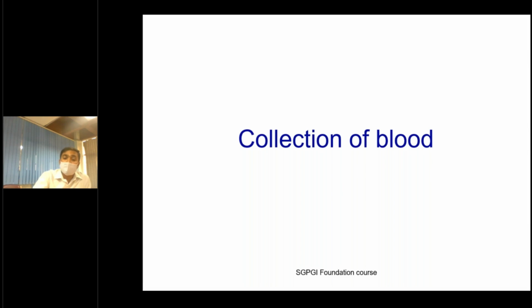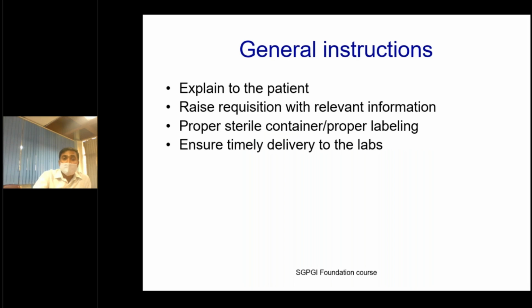One thing common to all of these labs is that definitely the most common sample sent to a lab will be blood, and there are general instructions that one has to follow while sending a blood sample. That is, you need to explain to the patient before taking the sample what test it is for and what preparations the patient should follow. For example, if it is a fasting sample, you need to instruct the patient to be in a fasting state so that you can send the sample in the fasting state in the morning. And you should raise the requisition with relevant information, use proper labeling, and ensure timely delivery to the labs.